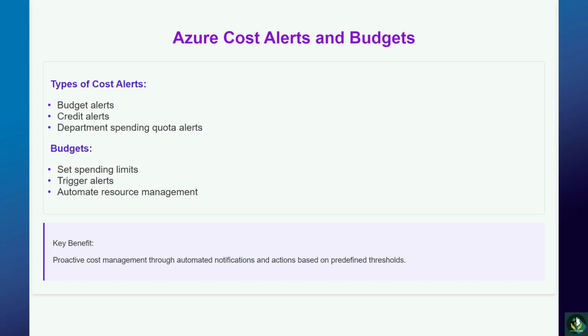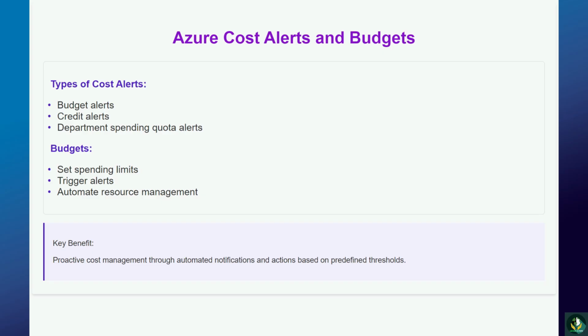Credit alerts. Specific to organizations with enterprise agreements, EAs, credit alerts notify you when your Azure credit monetary commitments are being consumed. These alerts are automatically generated at 90% and 100% of your Azure credit balance. Like budget alerts, they appear in the Cost Alerts section and trigger email notifications to account owners.